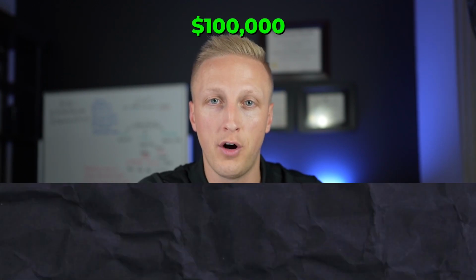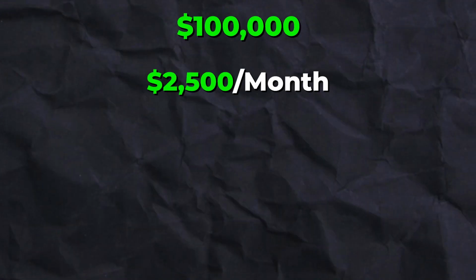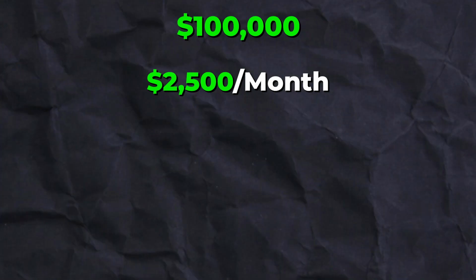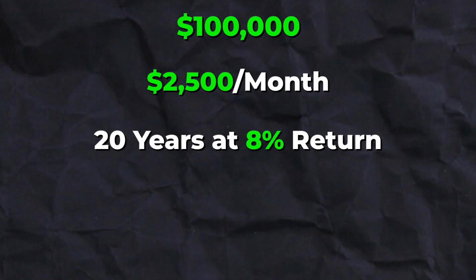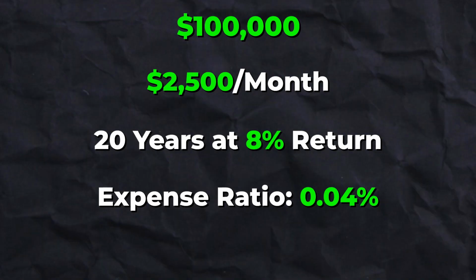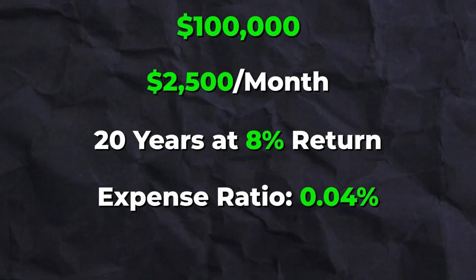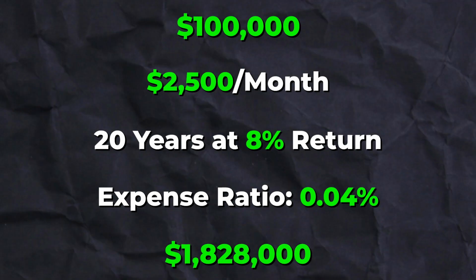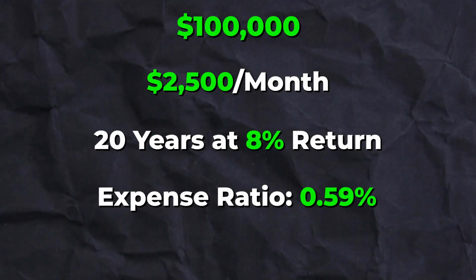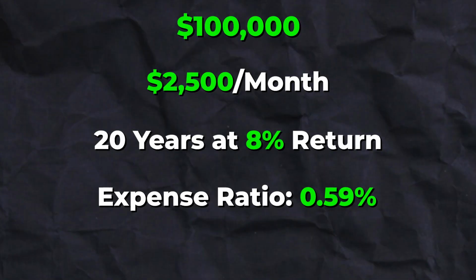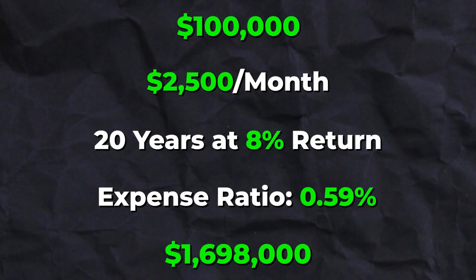Let's assume that you have $100,000 to start and you're investing $2,500 per month, and you do this for 20 years, assuming an 8% return. With 4 basis points as the main expense here, you're going to accumulate about $1.828 million. Whereas with the actively managed mutual fund, which was 59 basis points, which was a lot more expensive, you will have $130,000 less than that other fund over that 20-year period. So those two funds, assuming they have the same exact returns, are a difference of $130,000 over a 20-year period.